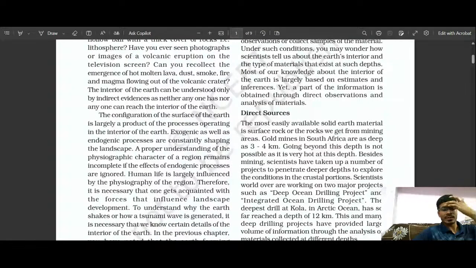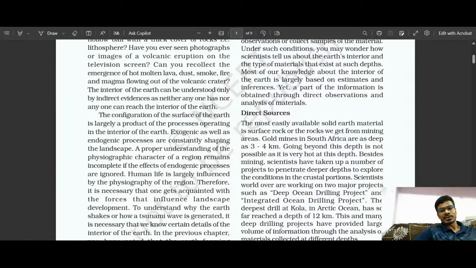Now we'll learn each section step by step. The configuration of the surface of the Earth is largely a product of the processes operating in the interior of the Earth. Whatever we see on the surface of the Earth is the product of the processes operating in the interior. Exogenic as well as endogenic processes are constantly shaping the landscape, such as mountains and plateaus, and we know how they are being shaped by both endogenic and exogenic processes.